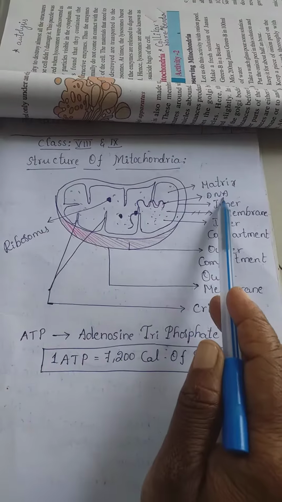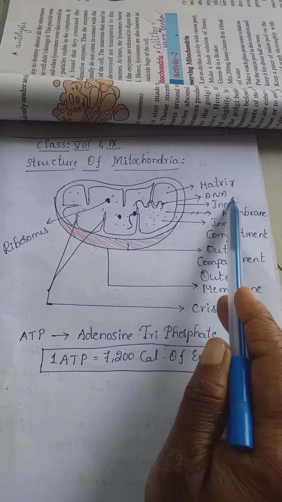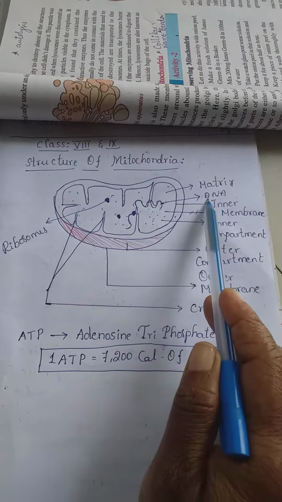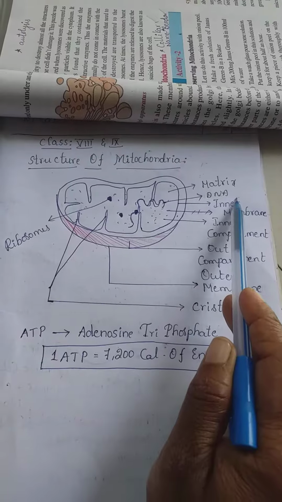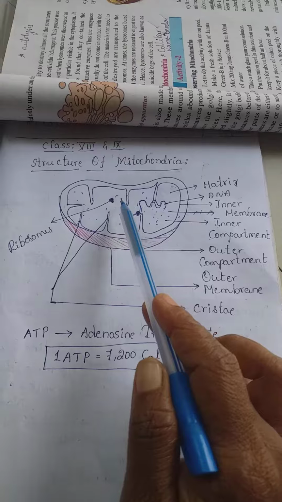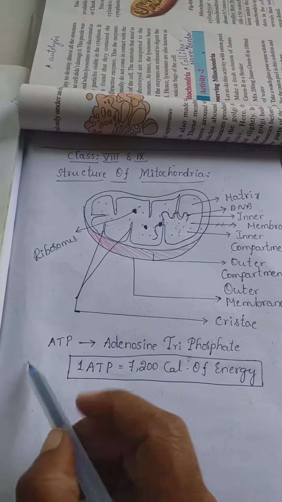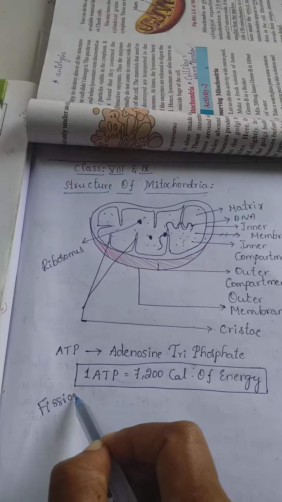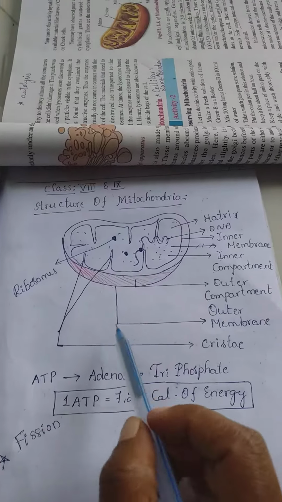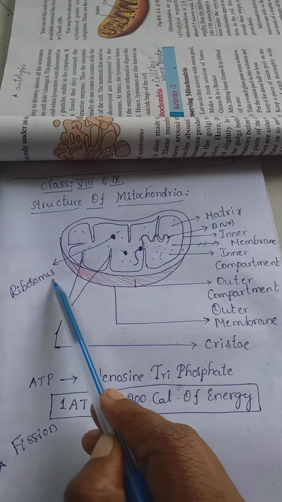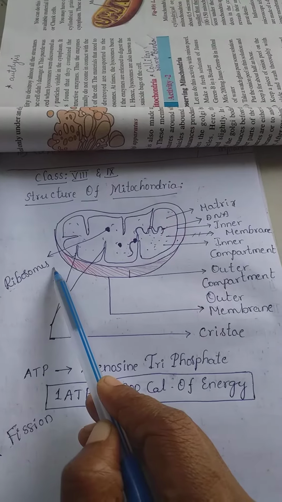You know, DNA makes its own copies, which means genetic information is passed. Passing of genetic information is also involved in the mitochondria, because mitochondria can divide by a process called fission. Fission means breaking into parts. Next, inside the matrix there are ribosomes. These ribosomes help in protein synthesis.